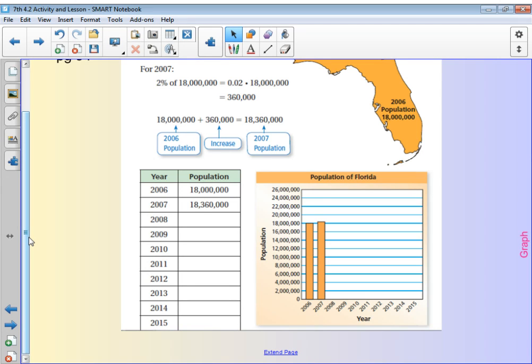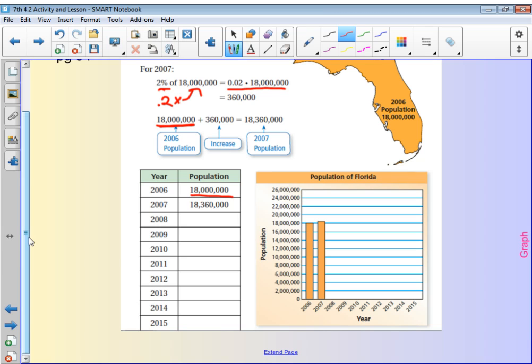Okay, so in 2006, we started out with this number of 18 million. So we're going to find 2%, so 0.02 times our 18 million. That's what they have written out right here. And when they did that, we got 360,000. So notice they took the population of the year that they were just working on plus the increase. And that's where they got the 18,360,000 that they put in this spot.